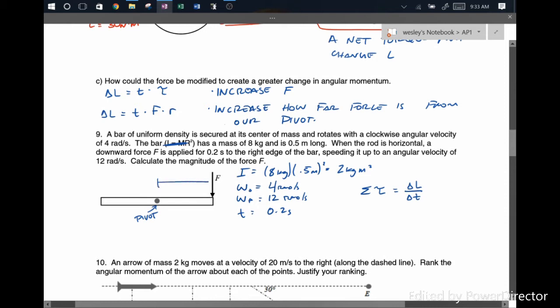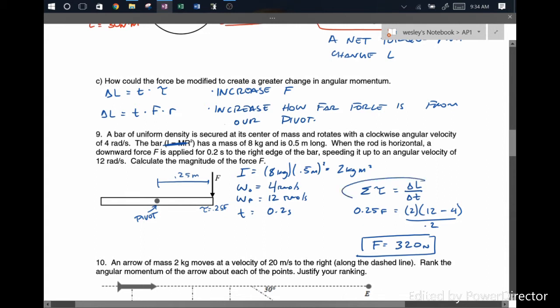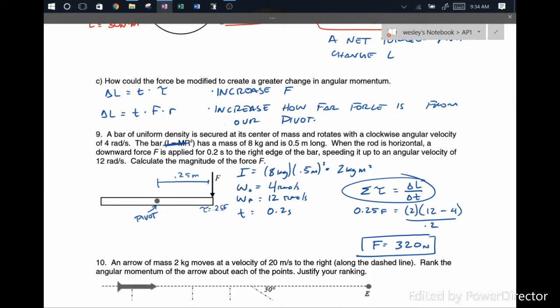What we need is a torque. Well, if that's 0.25 meters, the torque from this force is 0.25 F. So 0.25 F is equal to 2 times the change in angular speed, 12 minus 4, divided by 0.2. We can rearrange all of those things, and when we do so, we find F to be 320 newtons. So we're using this idea of net torque is change in angular momentum over time to find out how big that force was.